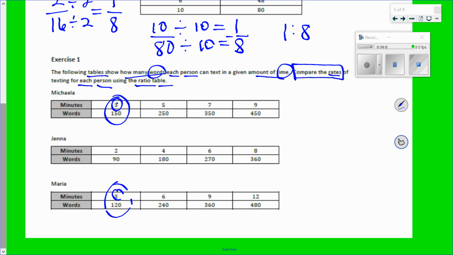Okay. Now, Jenna, we're at a loss. Now, I see right here, for every 2 minutes, she can text 90 words. And then it's like, oh, wow, she's not fast at all. But she's only got 2 minutes, right? I mean, like, that's hard to compare, right? It is. But both of these, Michaela and Maria, they have 3 minutes. Yeah, 3 minutes. Right. And Jenna, it's only 2. We can't compare that yet. What can we do? We see Michaela and Maria. What can we do, Olivia?